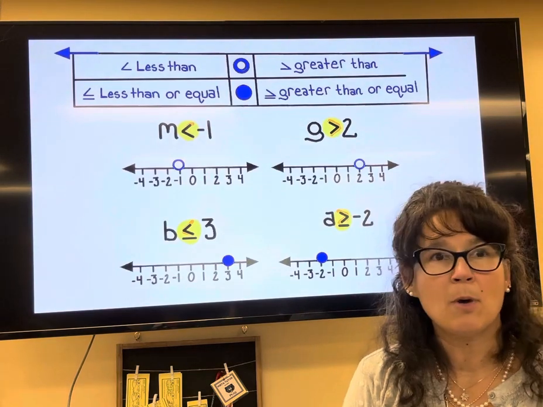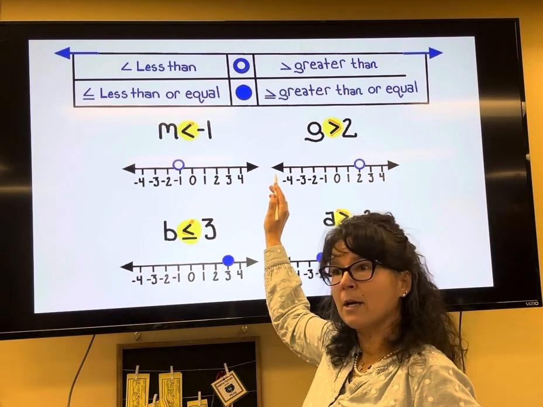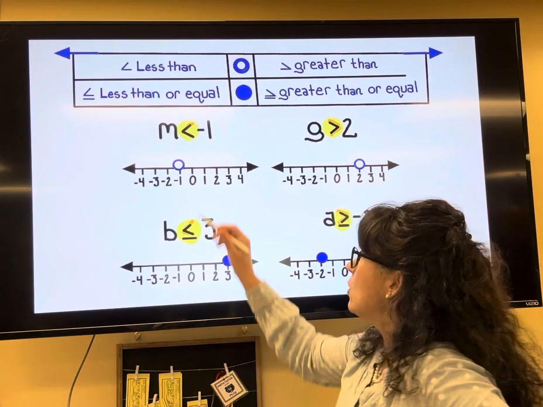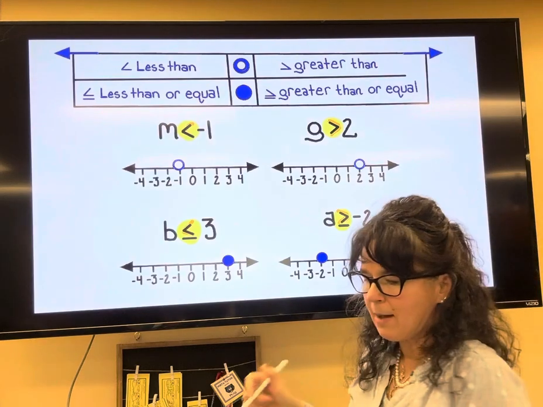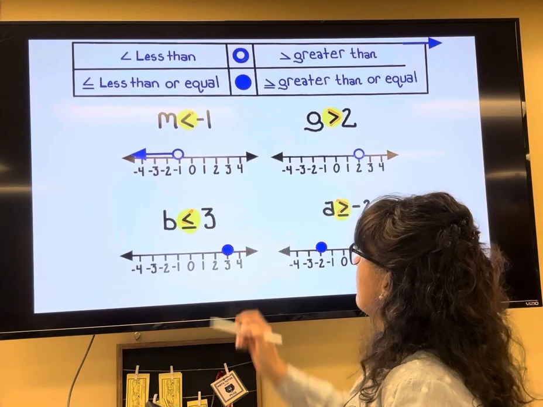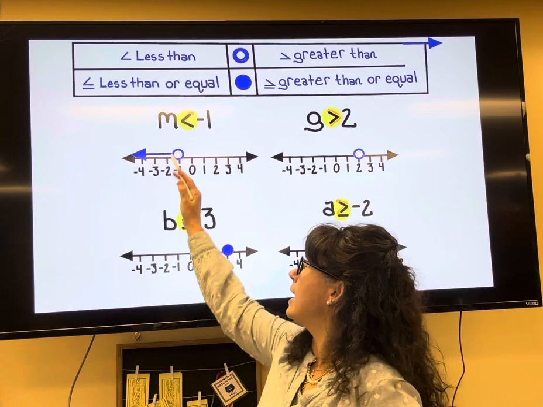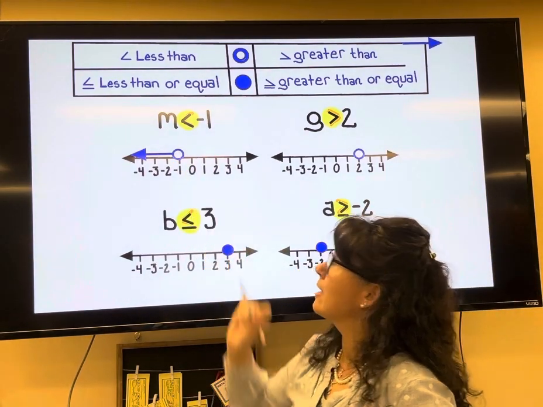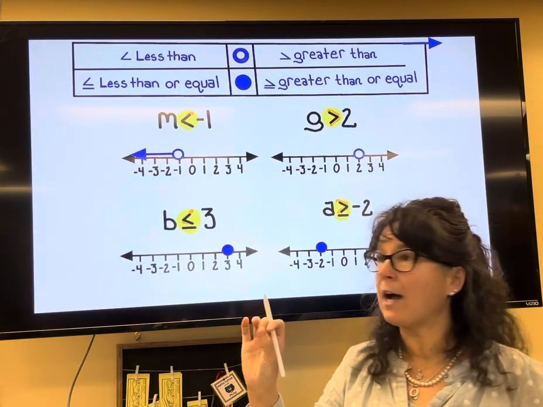If your numbers are smaller than -1, on a number line, as you move to the right, numbers get bigger, and as you move to the left, numbers get smaller. So if your numbers are smaller than, less than -1, then that means we're talking about numbers this direction. So every single number to the left of -1 is smaller than -1, but the number -1 is not smaller than -1, which is why we put that open dot to leave it out.